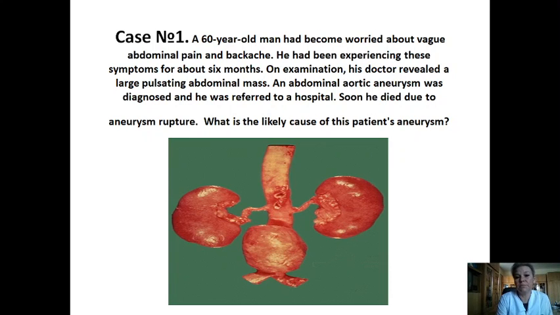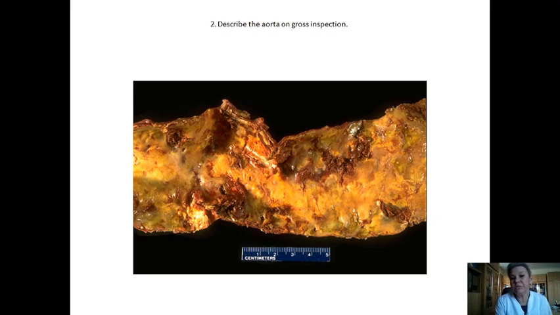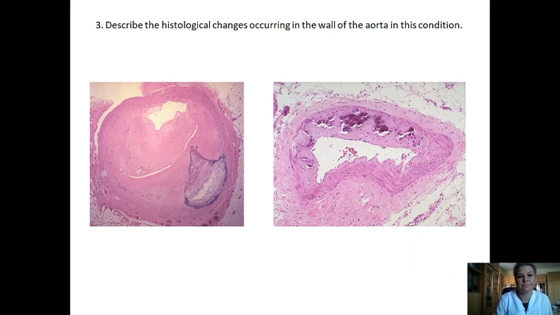Look, in this picture you can see the result of autopsy. We see changes in the abdominal part of the aorta. What is the likely cause of this patient's aneurysm? Think, please. In this picture we see the section of the abdominal part of the aorta. We see the cause of formation of this aneurysm. Describe the aorta on the gross section.